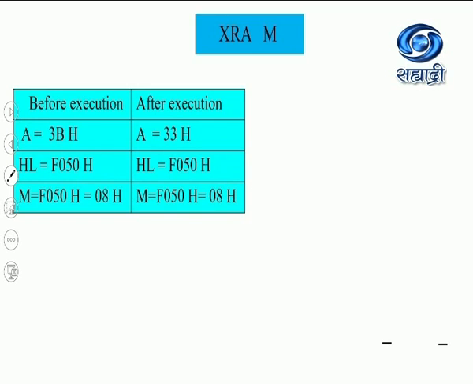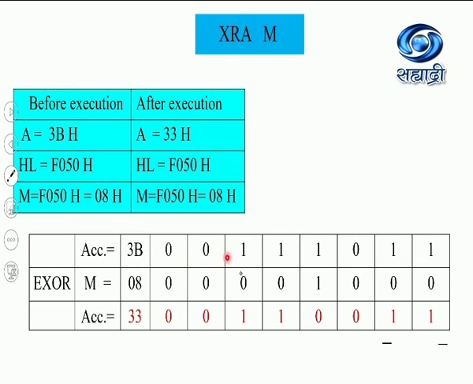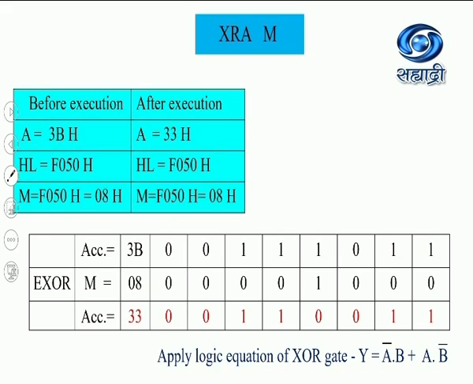Sign, Z, parity flags are modified according to result with carry and auxiliary carry 0 by default. For example, suppose accumulator contains 3B. HL contains address of RAM location as F050. At this address, the data stored is 08. Now, accumulator contains 3B. Memory location contains 08. We have studied XOR gate. The logic equation for XOR gate is Y is equal to A bar dot B plus A dot B bar.